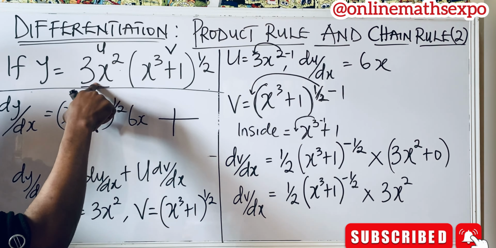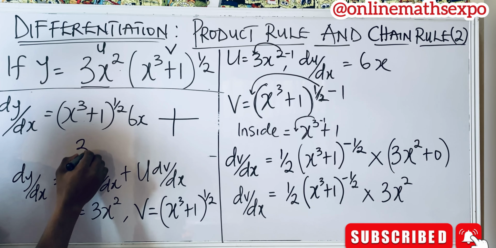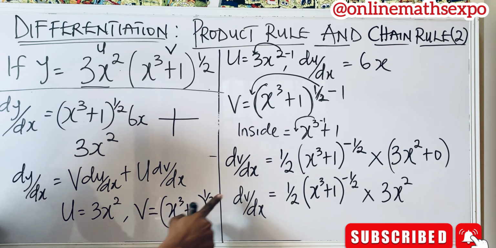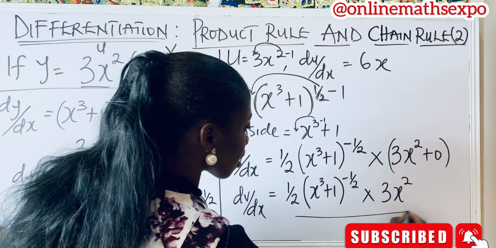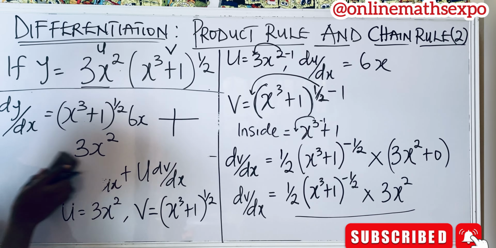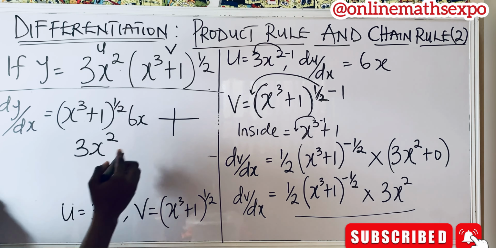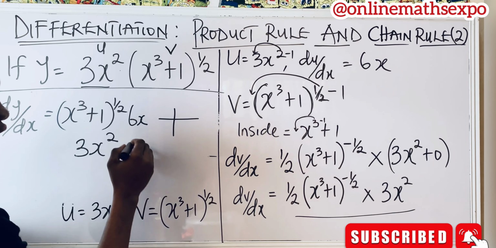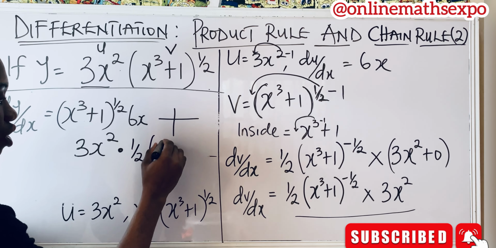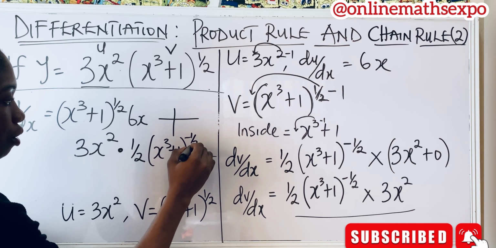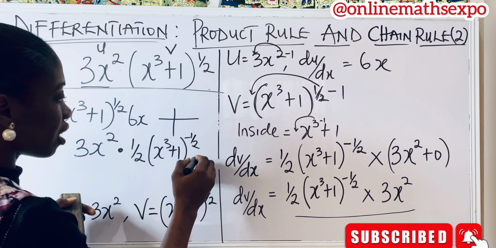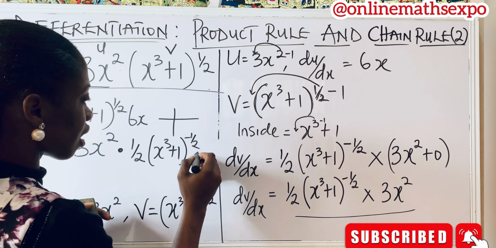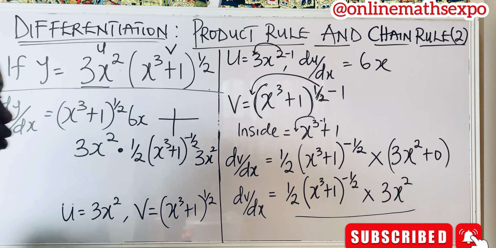u. What is our u? Our u is 3x squared. So I'm going to have 3x squared. What is our dv dx? Our dv dx gives us all this. So let's plug it in now. This is multiplication, so let's use a dot to represent multiplication. So we have half into x cubed plus 1 raised to the power of negative half, multiplying 3x squared. I hope that is clear.